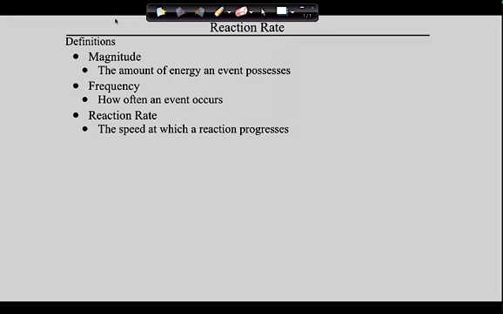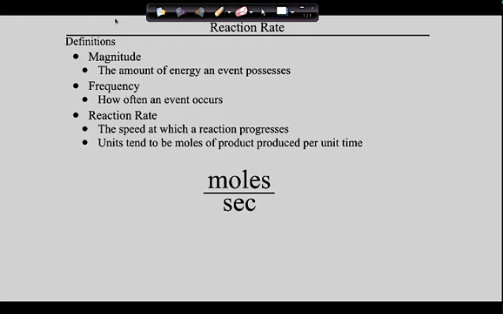The answer is the amount of stuff that's in the reaction. So reactants get consumed, products get formed, and so guys, reaction rates tend to be measured in the units of moles of product produced per unit time. Now guys, if you don't want to write that down because it's a weird sentence, maybe just write this down. Guys, those are the units for reaction rate, moles per second.